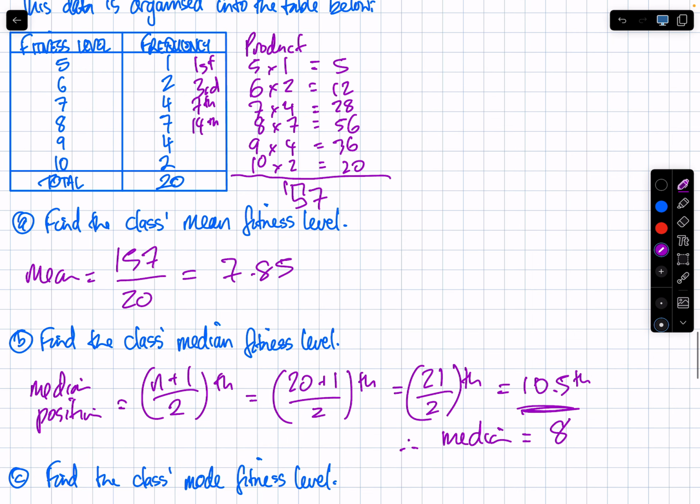And lastly, find the class mode fitness level. The mode is the most commonly occurring data point. Which is the most commonly occurring fitness level then? 8, because the frequency was 7. So the mode is a fitness level of 8.